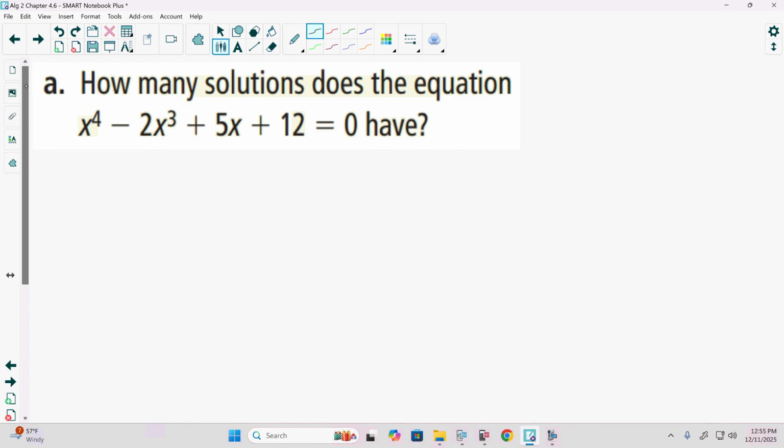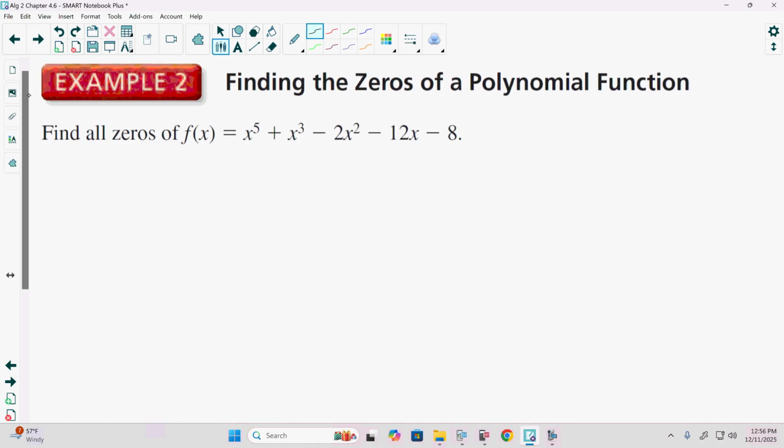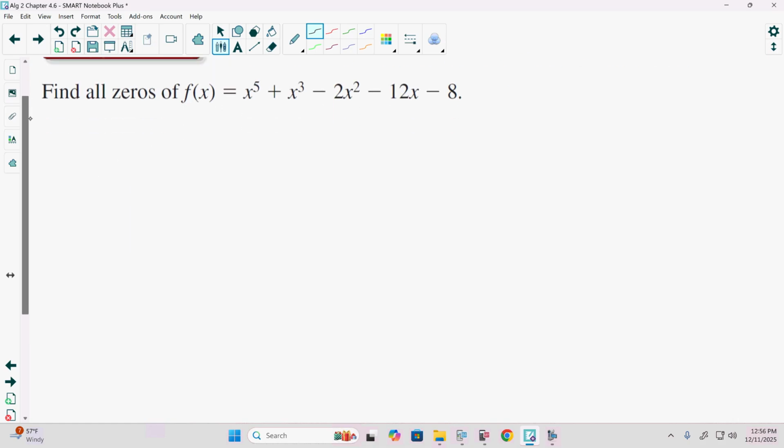Let's look at this one here. X to the 4th minus 2x cubed plus 5x plus 12. How many solutions does it have? 4, because the degree is 4. How many solutions should this one have? 3. So this one will have 5. Now, unfortunately, unlike the last few, it didn't actually ask us how many it had. It's actually going to ask us to find them.